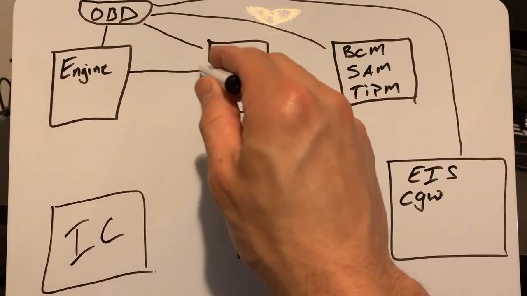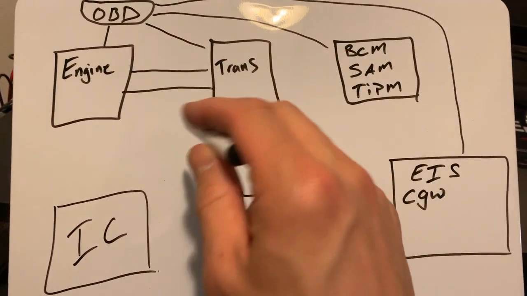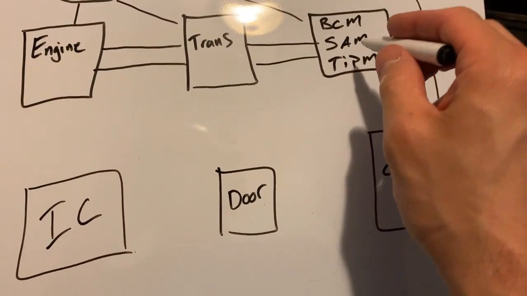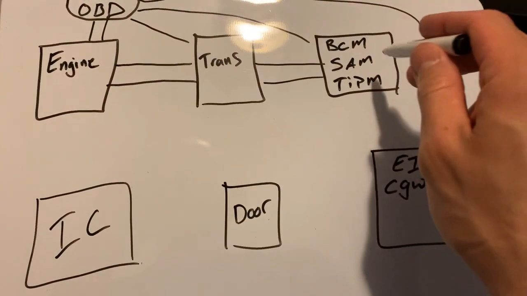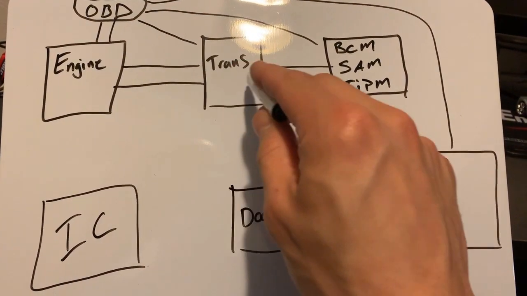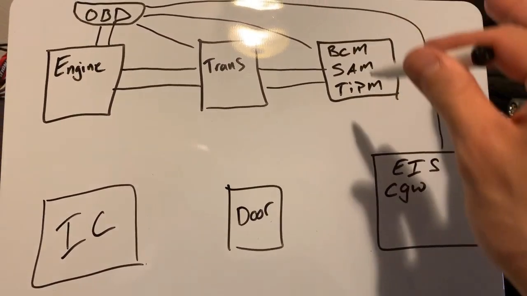Basically, there's a high line and a low line, two wires communicating all the time between all the modules. All right, they can connect to each other like this, to where if this one wants to talk to the OBD port, to get to the SAM, the scanner is going to go through the engine to connect to the trans to the SAM, or the body control module, or the TIPM. This is just generic info.